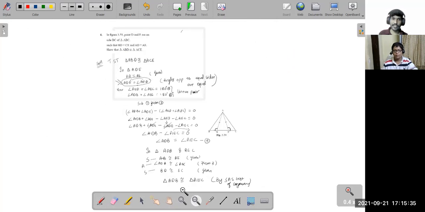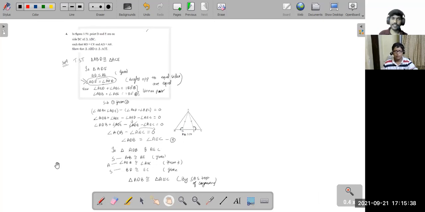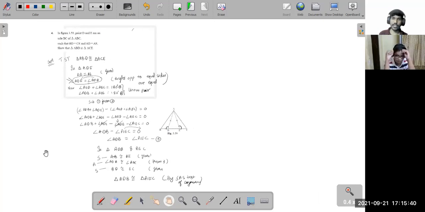Go through this entire sum. See if any step you have not understood. If you have not understood, ask me. If you have followed, write it down. Okay, first go through it. Can you see the entire sum, or do you want me to zoom? I can see, sir. Okay.